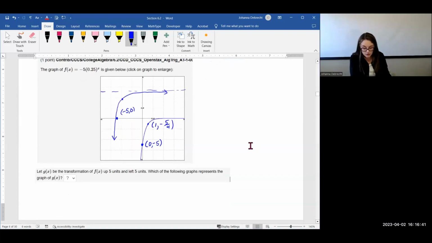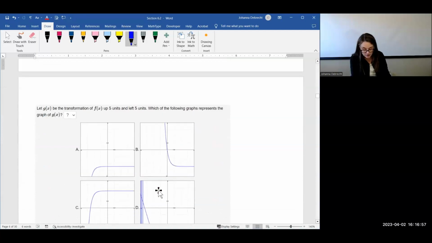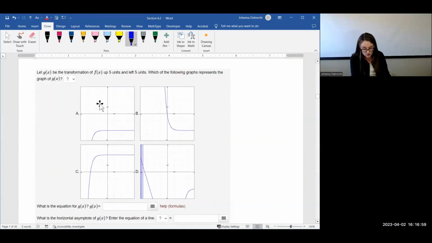So now we can look at this. It looks like it's going to be crossing somewhere close to 5, but not quite. So this is the line that's going to shift up 5. And coming down here, this isn't close. This got shifted down, not up. This got reflected, and it didn't say reflected, right? It said up 5, left 5.